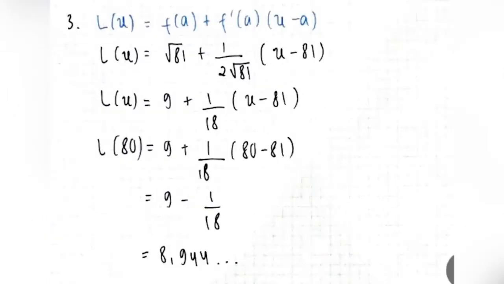Third, we fill in the formula: the linear approximation equals square root of 81 plus 1 over 2 times square root of 81 times x minus 81. Then we solve the square root of 81 as 9 plus 1 over 18 times x minus 81. And the last part, we substitute 80 as the x of the function, so we have 9 minus 1 over 18, which is equal to 8.94 repeating as the answer.